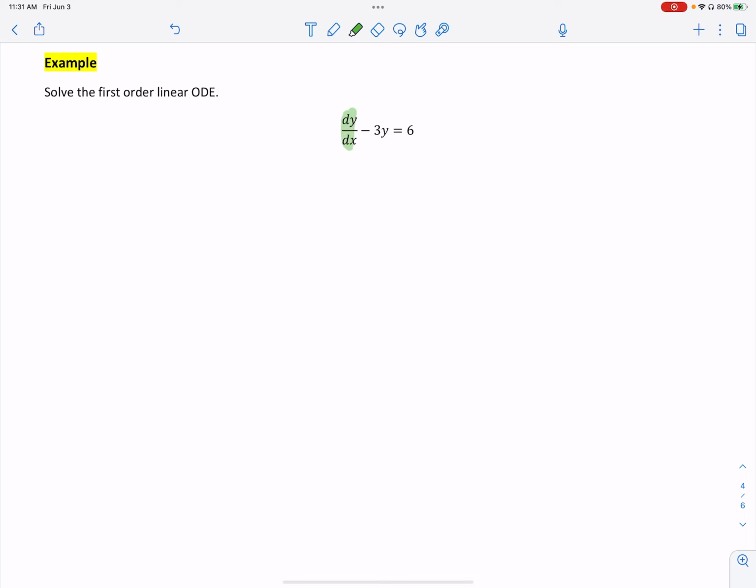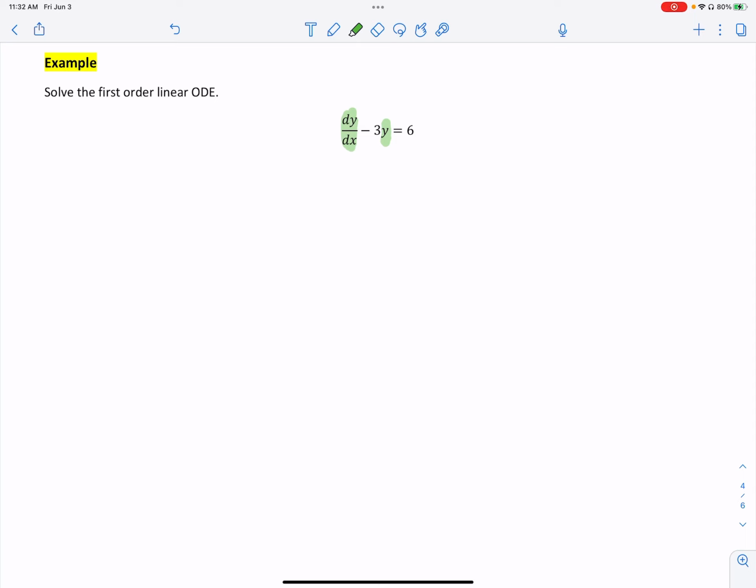So dy/dx, there's my y. Nothing weird is happening to those. They're not taking some power. They're not being square rooted or squared or anything like that. No sine or anything. So as long as the numbers out front don't involve y's, we're good. So the ones out front, -3 and 6, those are okay things to have. If it had a y, then that would be a problem. If it had an x, we'd be okay still.